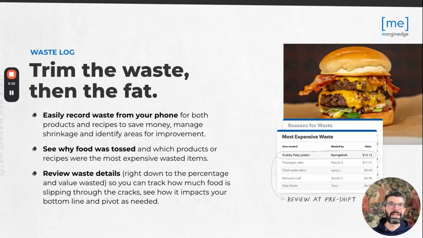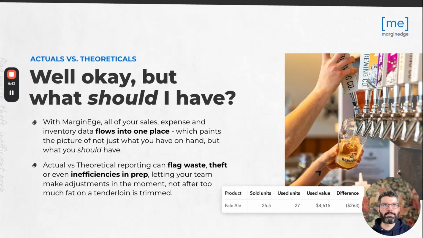So the first is the waste log. They're going to be able to tell you their known waste. So if a burger patty is burned on the grill, they can log that right on their tablet, their MarginEdge tablet. Now, I'm a realist. They're going to log some things. They're not going to log others, right? So let's be real about that.